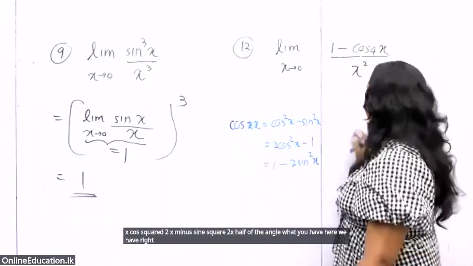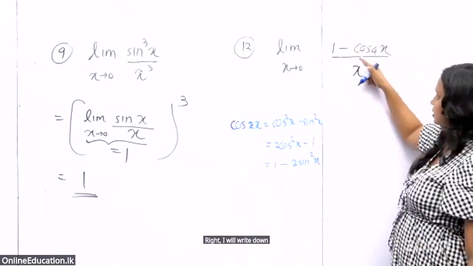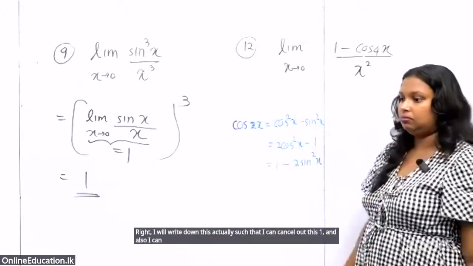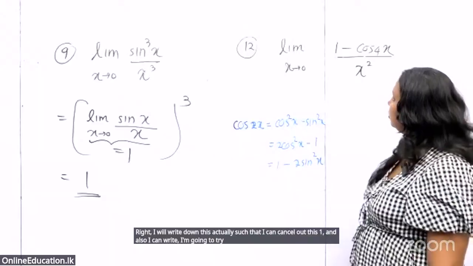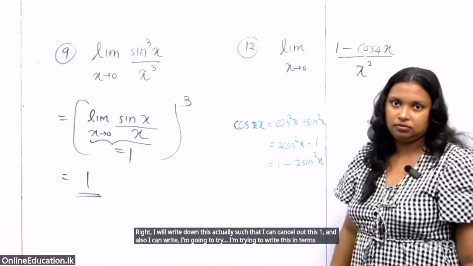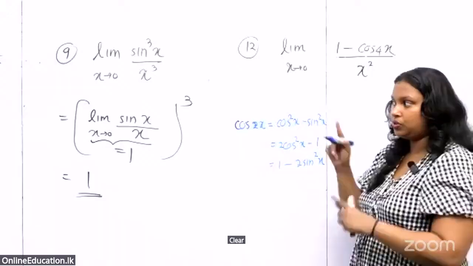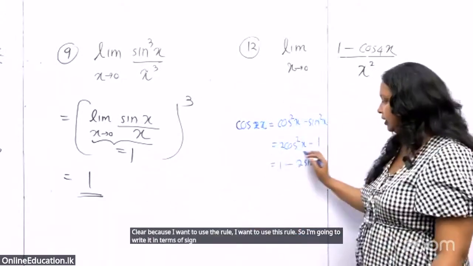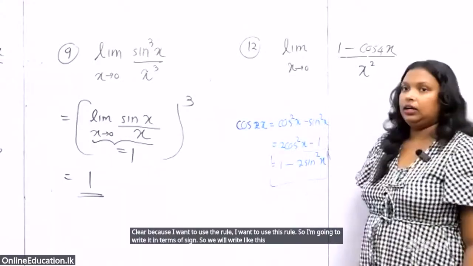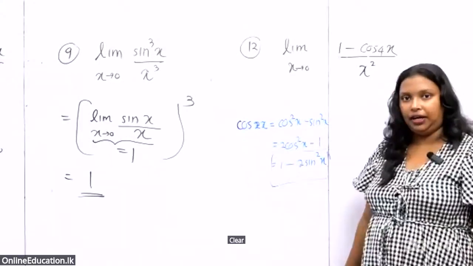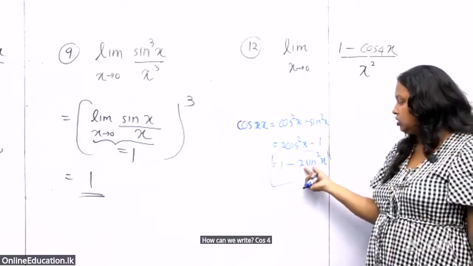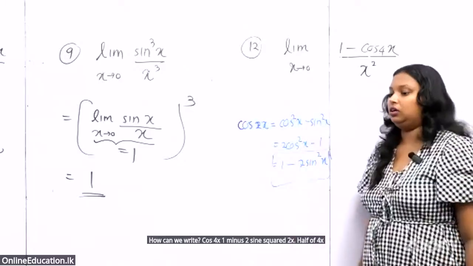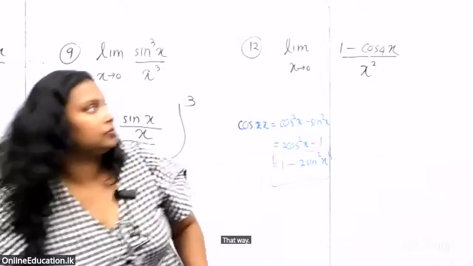Clear? Right. I will write this down such that I can cancel out this 1, and I'm trying to write this in terms of sine, because I want to use this rule. So we will write like this. Cos 4x, how can we write? Cos 4x is 1 minus 2 sin squared 2x, since half of 4x is 2x. Clear? Right.